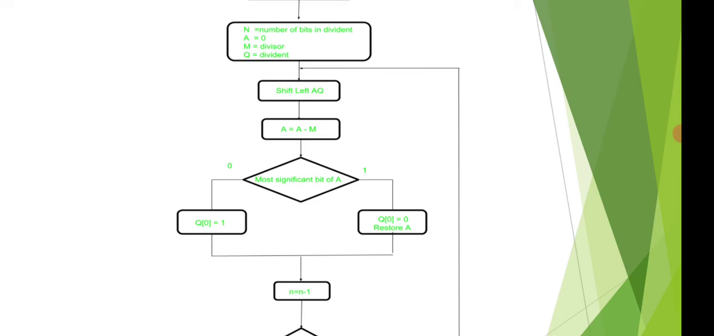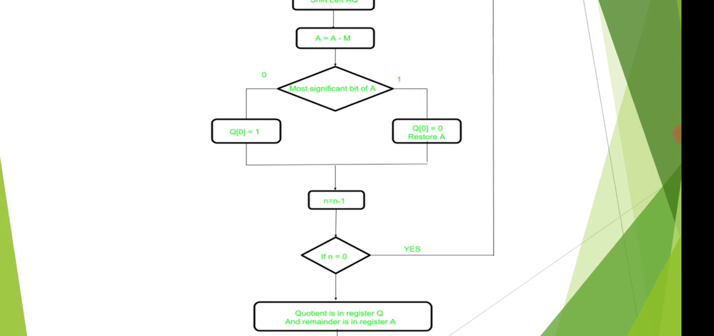Then I need to decrement my count and check whether my count value is equal to 0 or not. If it is not equal to 0, repeat these steps once again. When n is equal to 0, we are done with our division operation, and the quotient will be in the Q register and the remainder in the A register. Is it clear?